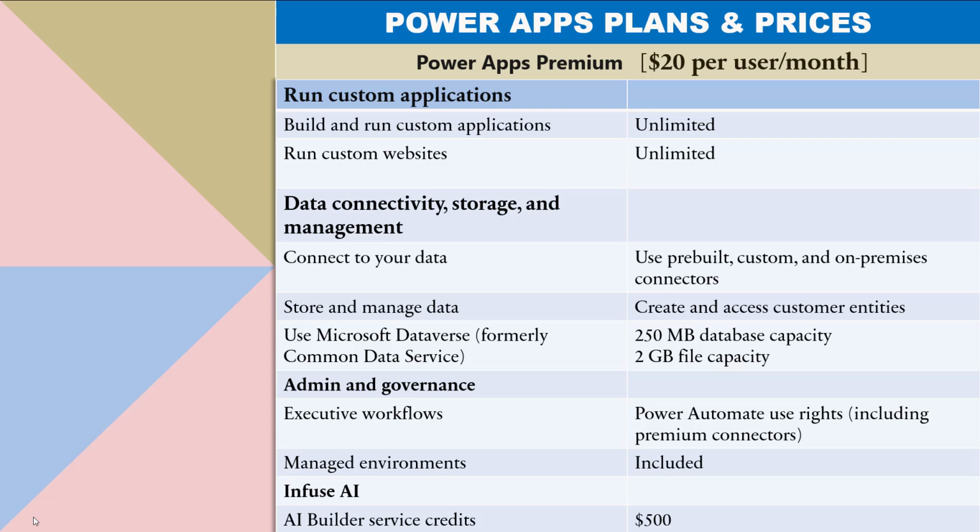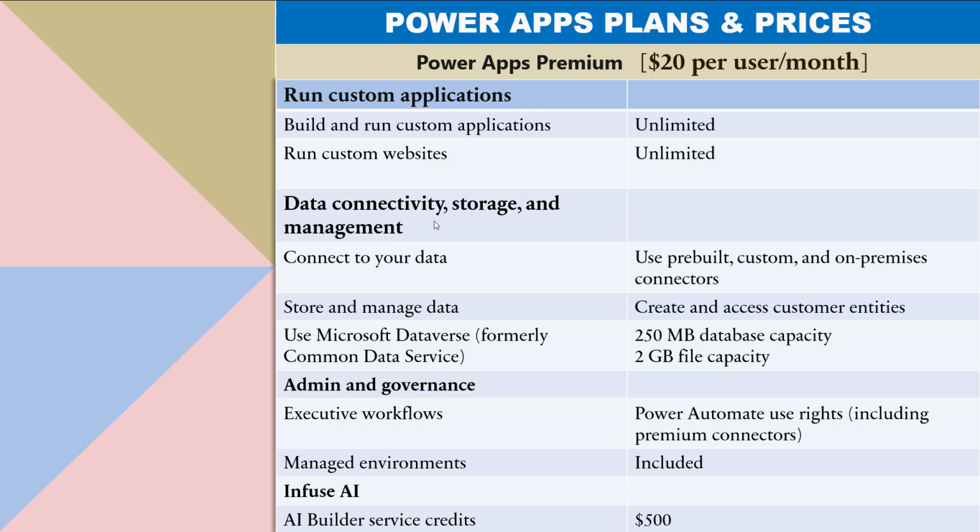Next comes what plans and prices are available for business purposes. There is only one version, that is PowerApps Premium. You can see here that it is $20 per user per month. You can use this premium plan. So, what is included in this PowerApps Premium plan? One is run custom applications. You can build and run custom applications unlimited, since there is no limit on building and running custom applications. Then run custom websites. This is also unlimited. So by purchasing for $20, you can run custom websites unlimitedly.